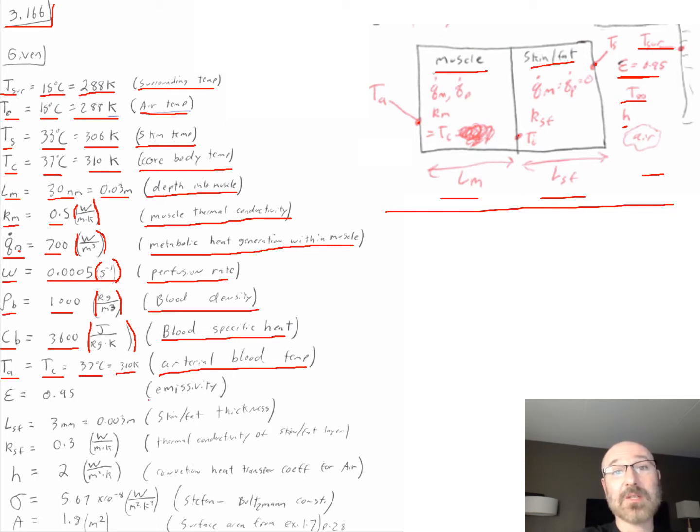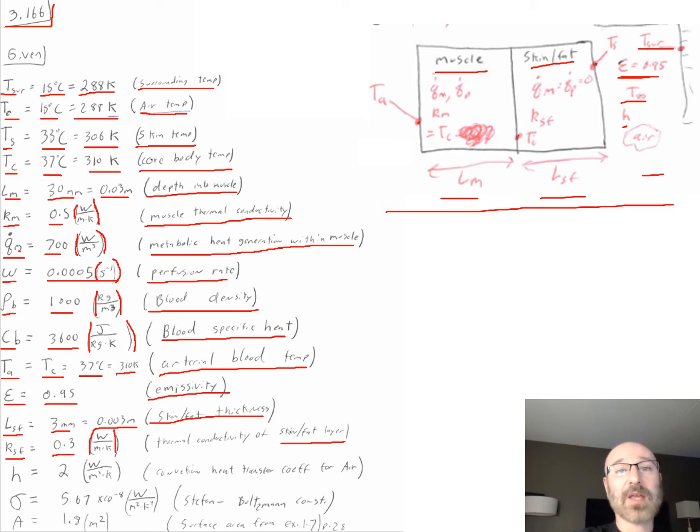My emissivity right here is given to me as my epsilon of 0.95 unitless. Then I have my skin fat thickness right there. So my L sub SF, skin fat right there, is 3 millimeters or 0.003 meters. So again, I want everything in the correct units right here, so I convert that to meters. Then I have my thermal conductivity of that skin fat layer right there. So you notice I did my muscle and my skin fat layer separately right there. So my K sub SF is equal to 0.3 in units of watts per meter times Kelvin.